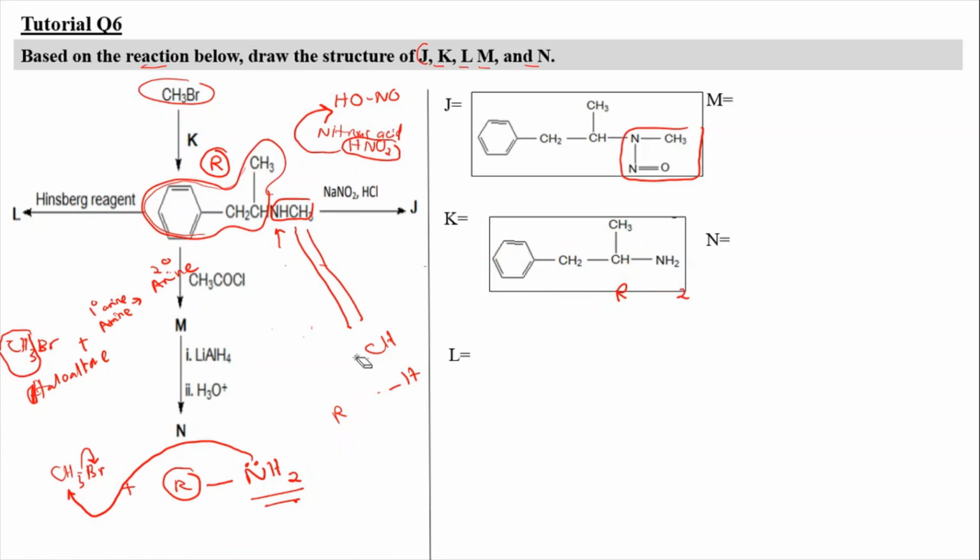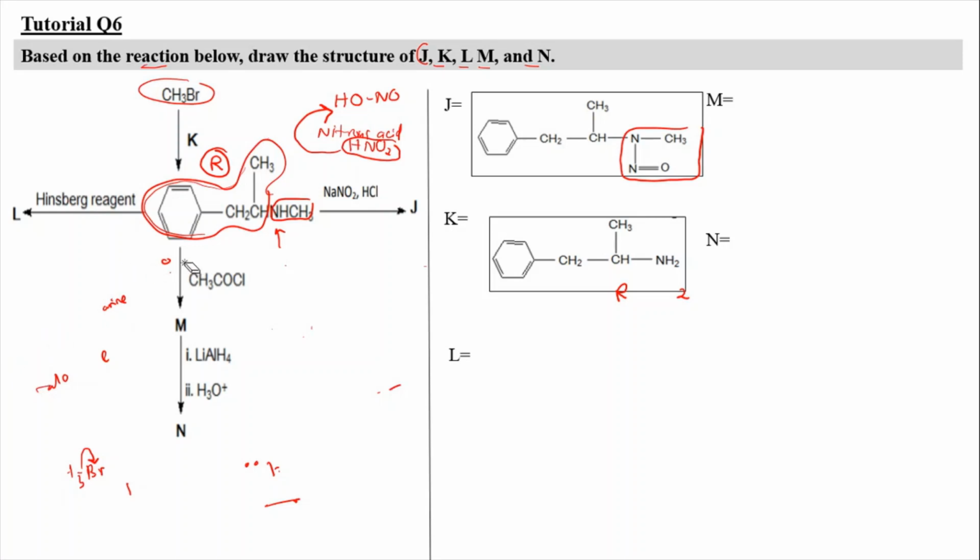Okay, so now I'm gonna proceed and do L. Okay, so for the structure of L here, we have the same structure, and then we're gonna react that with the Hinsberg reagent. So for the Hinsberg reagent, you need to know the structure of the benzene sulfonyl chloride, which is benzene sulfonyl chloride. Okay, so as mentioned in the lecture, the benzene sulfonyl chloride going to be a benzene attached with SOCl.